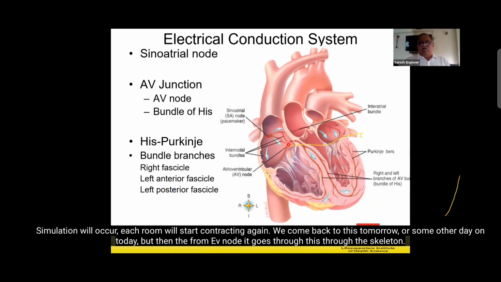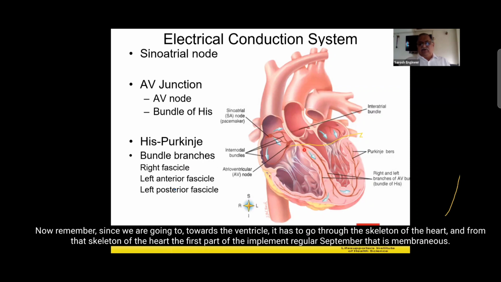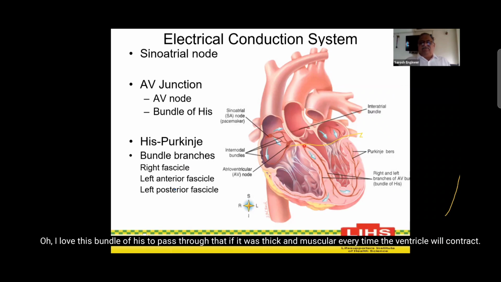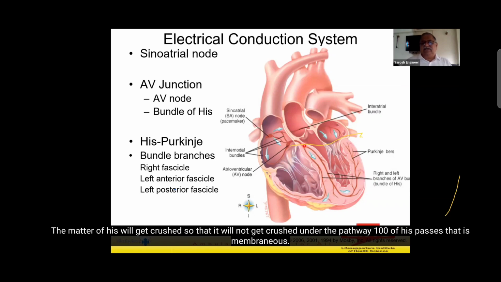But then from the AV node, it goes through the skeleton. Now remember, since we are going towards the ventricle, it has to go through the skeleton of the heart. And from that skeleton of the heart, the first part of the interventricular septum is membranous, to allow this bundle of His to pass through. If it was thick and muscular, every time the ventricle contracts, the bundle of His would get crushed. So that it will not get crushed, the part where the bundle of His passes is membranous.